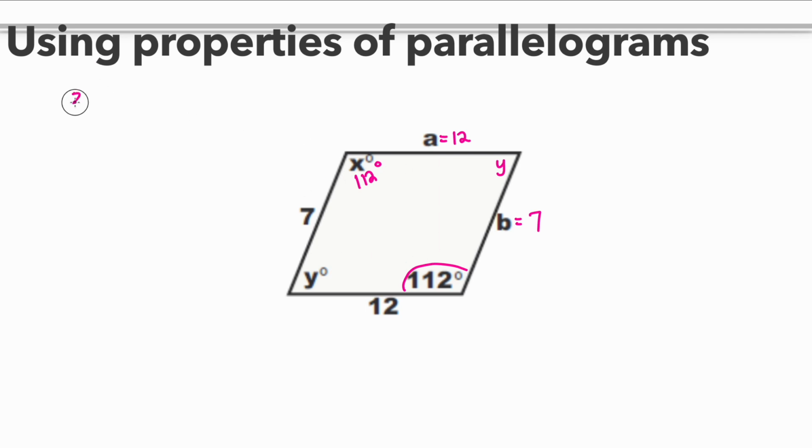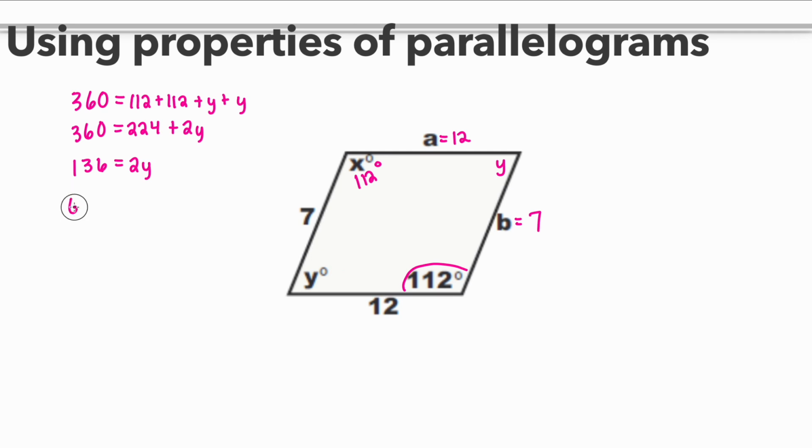And we know because it's a quadrilateral, it has to equal 360 degrees. So I can add all these together. 112 plus 112 plus 2Y. So I'll get 224 plus 2Y. And if I subtract, I'll get 136 equals 2Y. And then I divide by 2, and I will get 68 for Y. So therefore, we know that Y is 68 degrees, which means this Y is also 68 degrees.